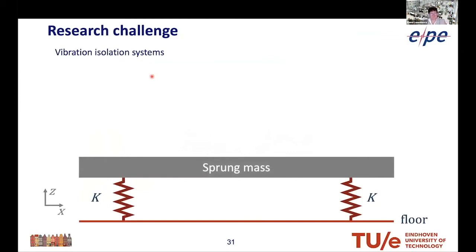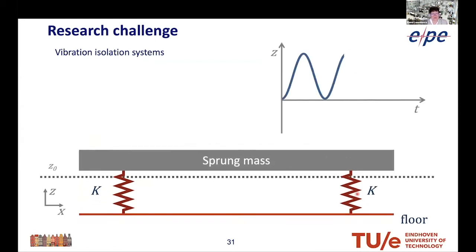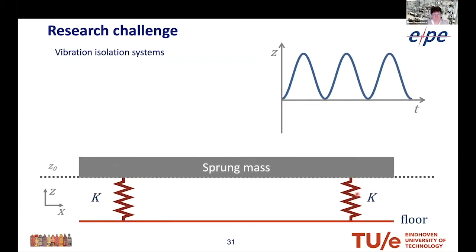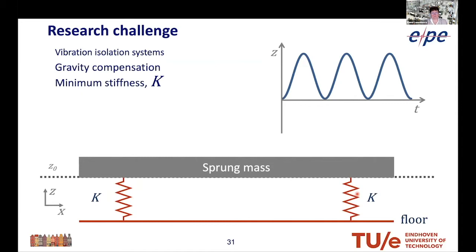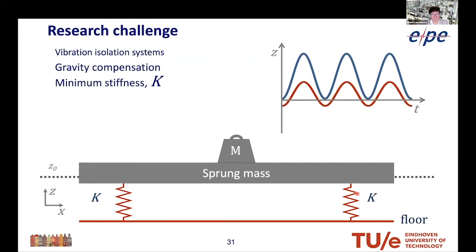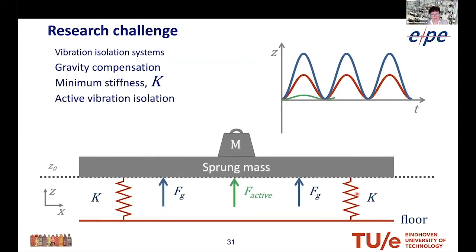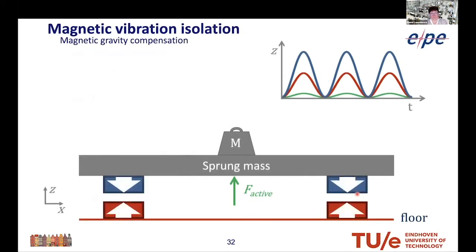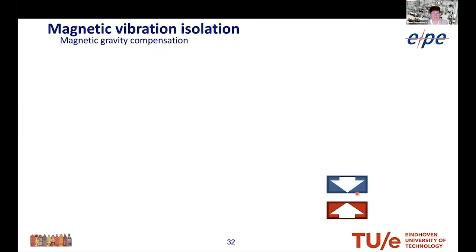If we are looking at the vibration isolation system generally, it is a sprung mass with certain springs. And if we look at the behavior in the Z-T plane, we can see how the sprung mass is behaving. So the gravity compensation should be arranged with the minimum stiffness K, and with active vibration isolation. Altogether, we have to realize this by means of ordinary permanent magnets only. How to arrange that? Is it possible or not?